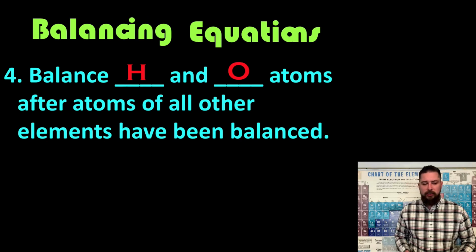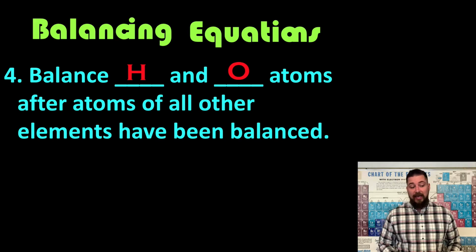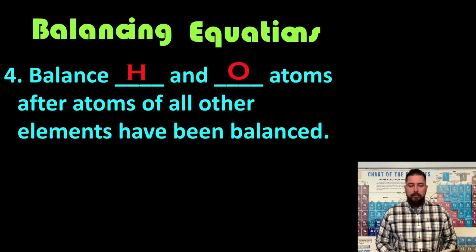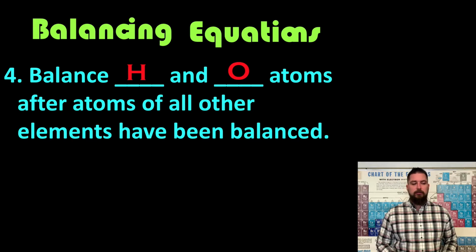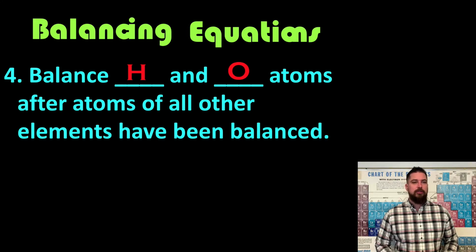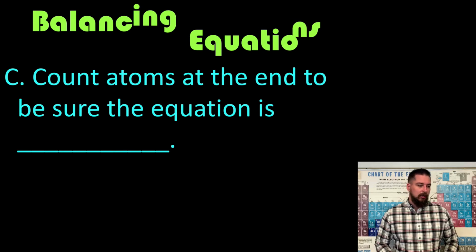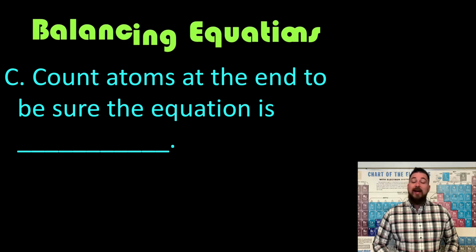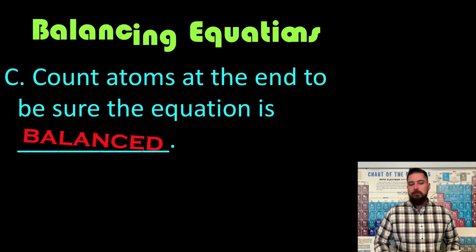Again, we'll go through and talk about how to do that. Generally, you do want to save hydrogens and oxygen atoms for last. There are some situations where this isn't the thing you want to do, but generally, especially for combustions, you want to save the oxygen for last. And really, that's the big one: with a lot of chemical equations, especially combustions, it's best to save the oxygen for last.